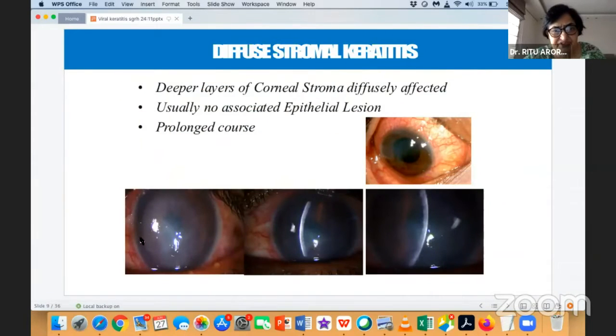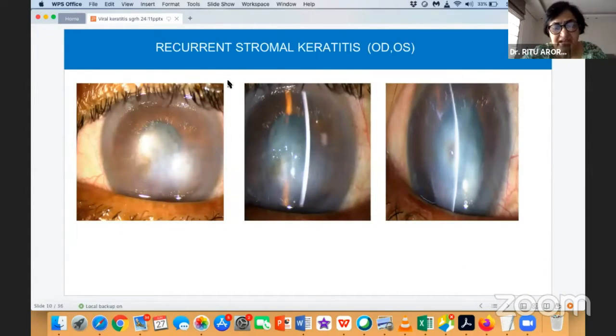We may have a presentation in the form of a deep stromal keratitis, which may amalgamate with endothelitis, where we get folds in the Descemet's level, and there is endothelial edema associated with it and KPs. A deeper layer of the stroma is affected. It is not associated with any epithelial lesions, so again, it will be stain negative, and they have a prolonged course. And as I told you in the beginning, the bugbear is a recurrence.